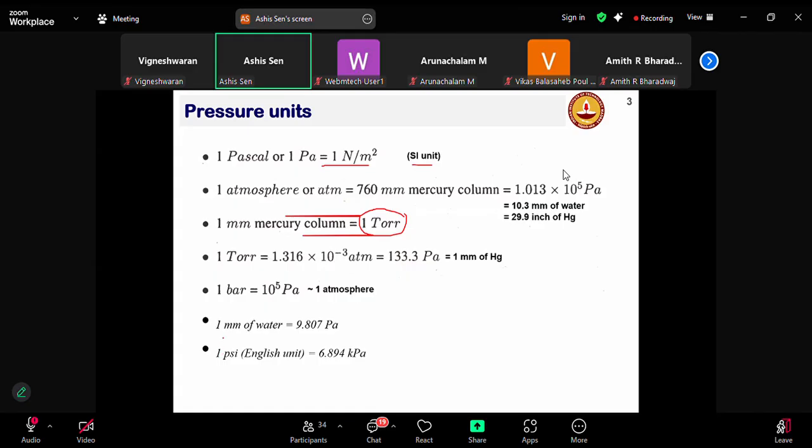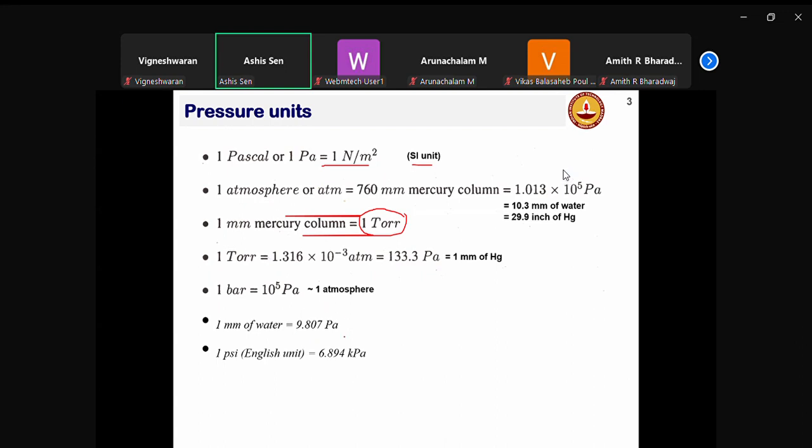If somebody asks you 1 millimeter height of water, what is the pressure that corresponds? What is the pressure at the bottom of that container that contains 1 mm of water? This will be nearly equal to 10 Pascal. Okay. And there is also another unit of pressure, which is PSI, basically pound per square inch. And 1 PSI is 6.894 kilopascal. Okay. So, these are more or less almost the entire range of units that are used for pressure, which are presented here. So you can convert back and forth and convert 1 unit into another and so on.